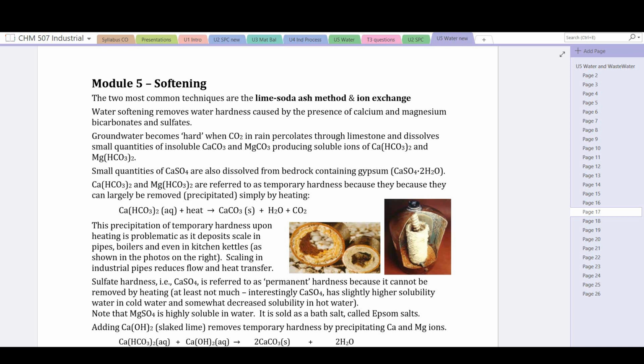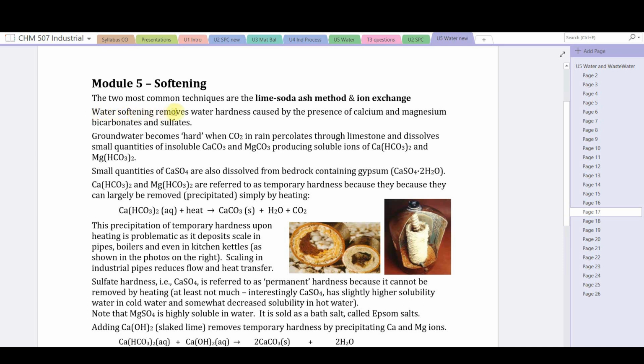Unit 5, Water and Wastewater. Module 5, Softening and Alkalinity, page 17. The two most common techniques are the lime soda ash method and ion exchange.